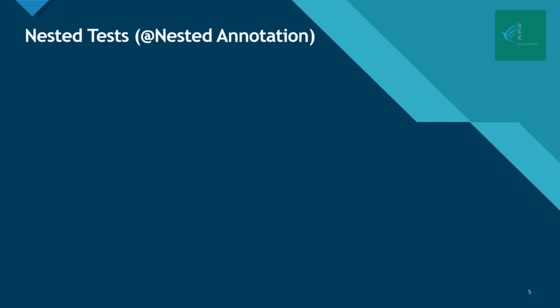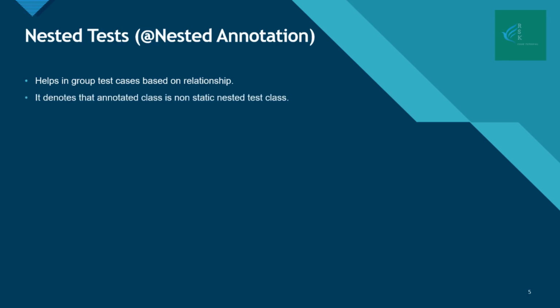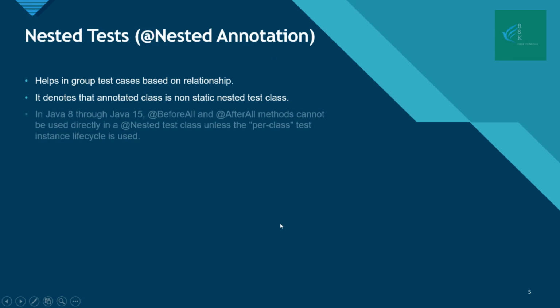Let us now understand the concept of nested test, that is the @Nested annotation in JUnit 5. Nested tests help us in grouping test cases based on some relationship, and it denotes that this annotated class is a non-static nested class. This @Nested annotation denotes this.